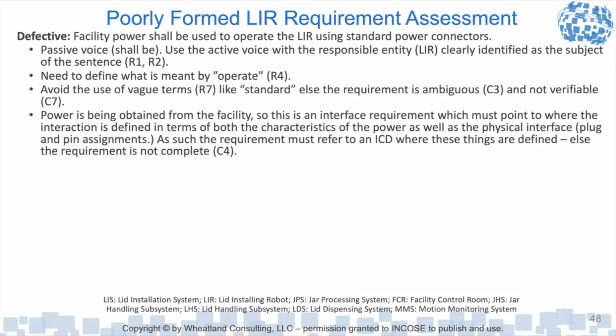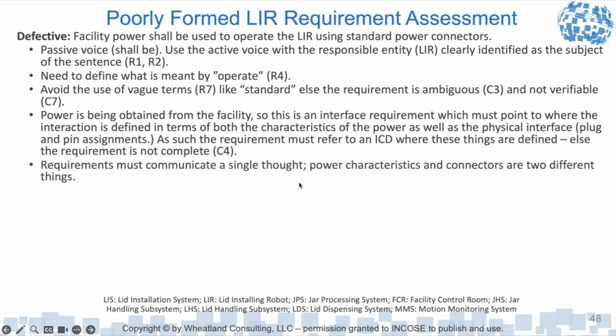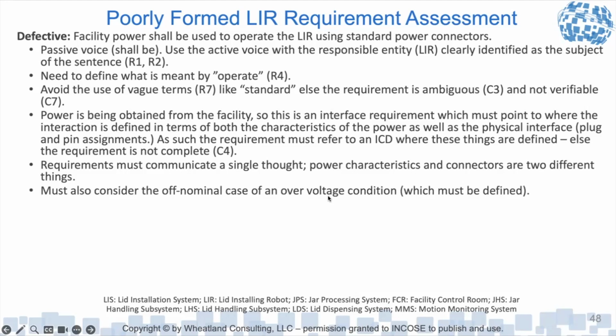Power is being obtained from the facility, so this is an interface requirement, which must point to where the interaction is defined in terms of both characteristics of the power as well as the physical interface plug and pin assignments. As such, a requirement must refer to an ICD where these things are defined, else the requirement is not complete. Requirements must communicate a single thought. Power characteristics and connectors are two different things. We must also consider the off-nominal case of an overvoltage condition, which must be defined.